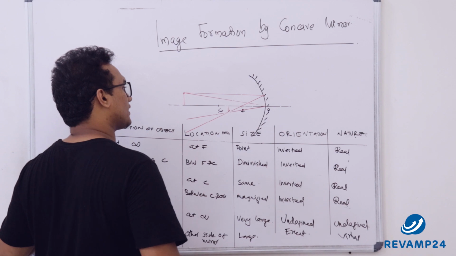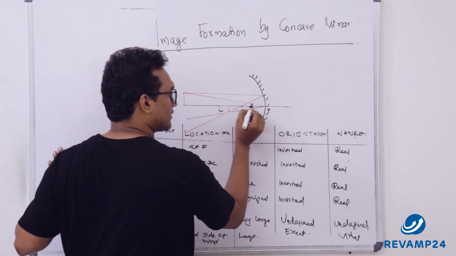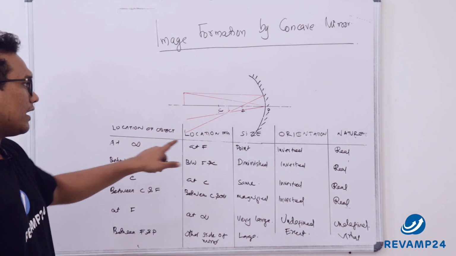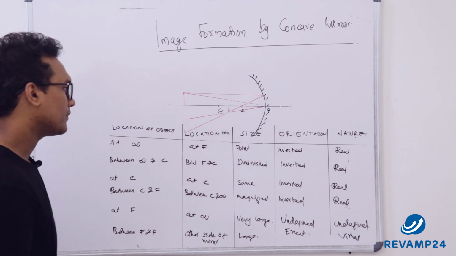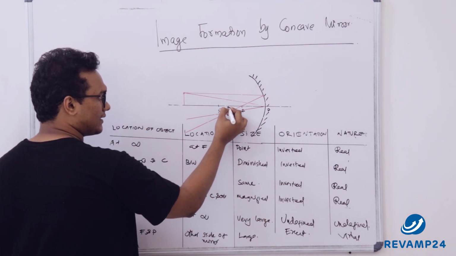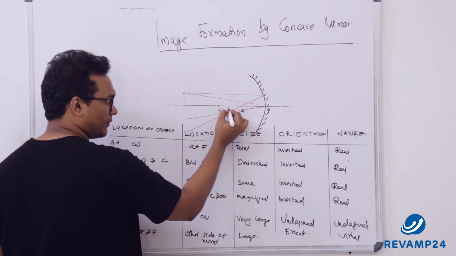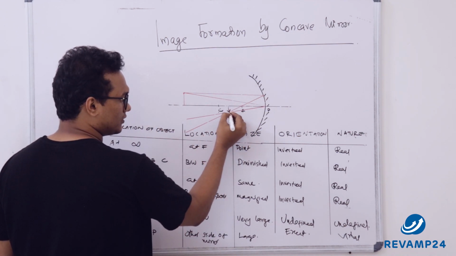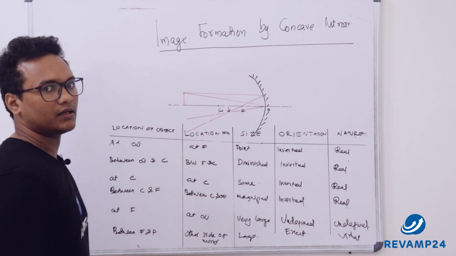The next ray which I am going to consider is the ray which is going directly to the pole, and after reflection that would go in this way, having an intersection at this point, and that will create the image here. So this is the head. From the head, these two rays are coming, so this point of intersection would also be the head.